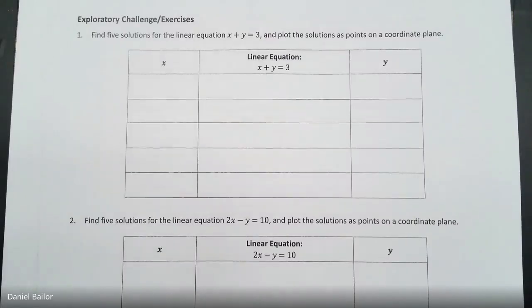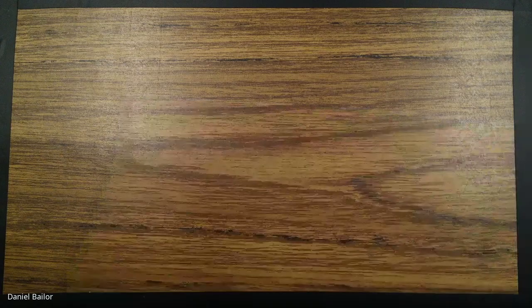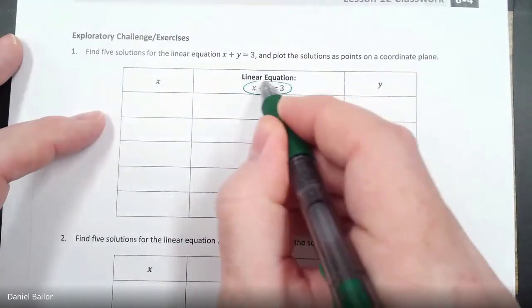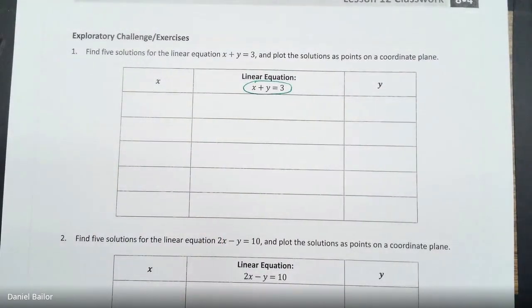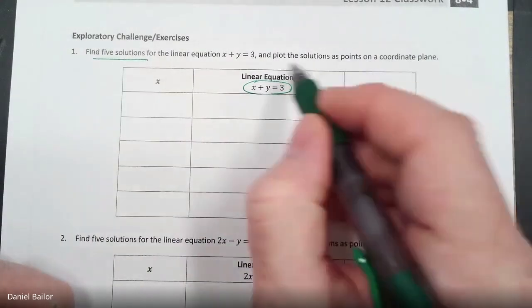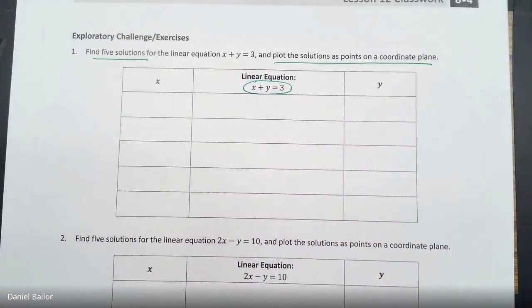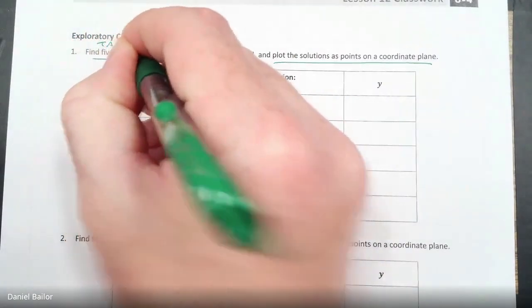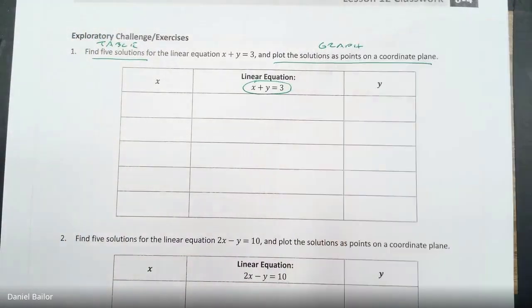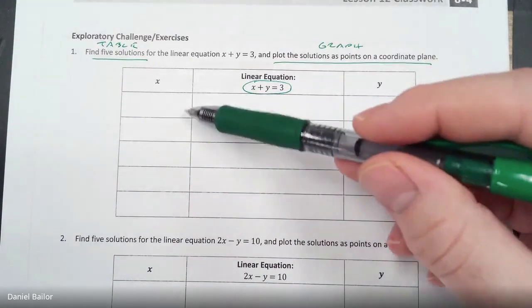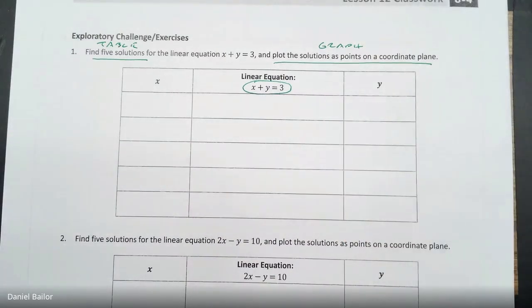For this one, and this is a little bit easier because they actually gave us the equation. They gave us the linear equation, x plus y equals 3. And what they want us to do is find 5 solutions and then plot the solutions as points on the coordinate plane. So we need to finish the table. So this is finish the table and graph. Now, for x plus y equals 3, you can see they did not tell us what to pick for x. They did not tell us what to pick for y. It's our choice. So we get to pick what we want.